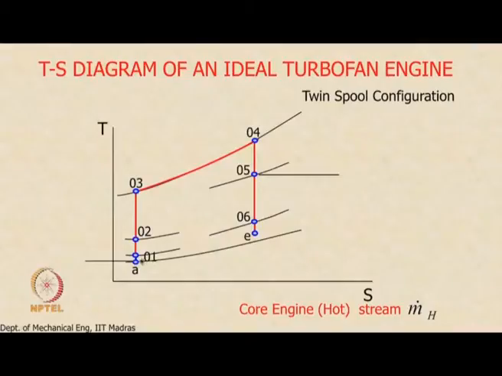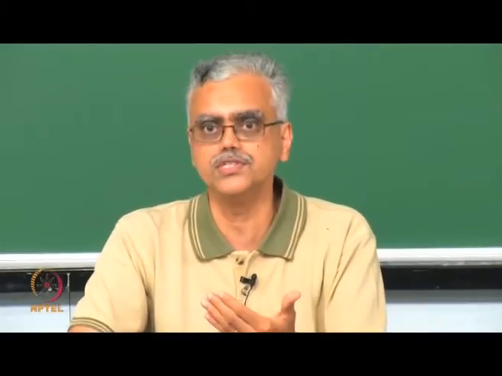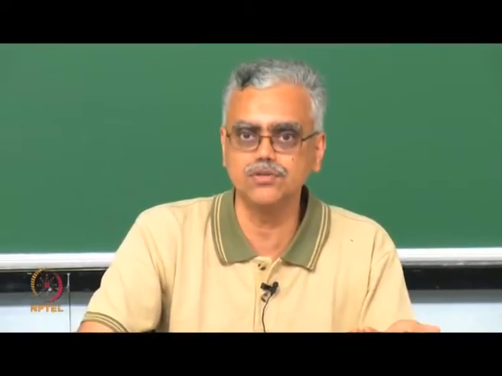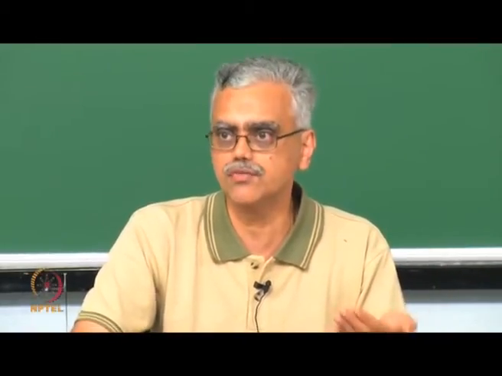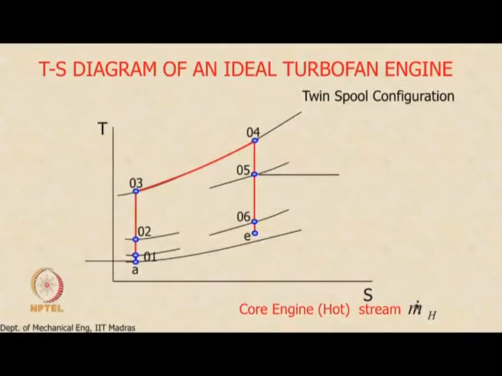What we are seeing here, which is indicated in red, is the thermodynamic process that an amount of air, mass flow rate of air m dot h, will go through. There is a new difficulty here in depicting processes on this TS diagram, because the mass flow rate is different between the core engine stream and the fan stream, and mass flow rate is not something that we can indicate on this diagram. So you have to be extremely careful in interpreting enthalpy changes on this diagram. m dot h is the mass flow rate of air that goes through the core engine.